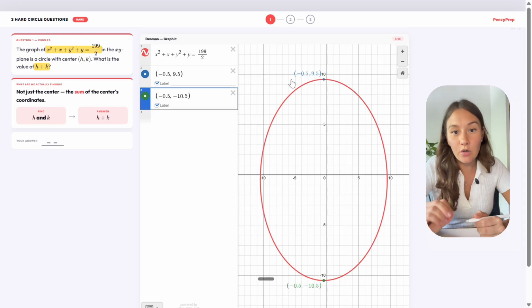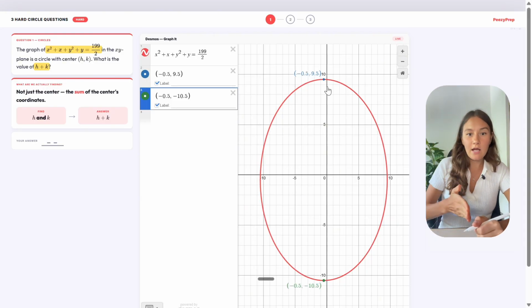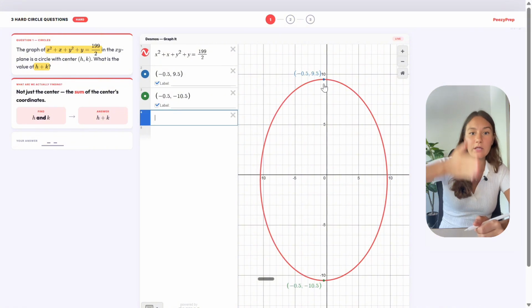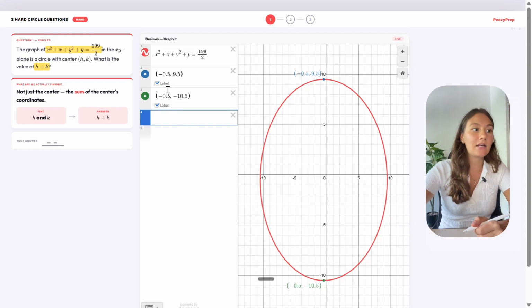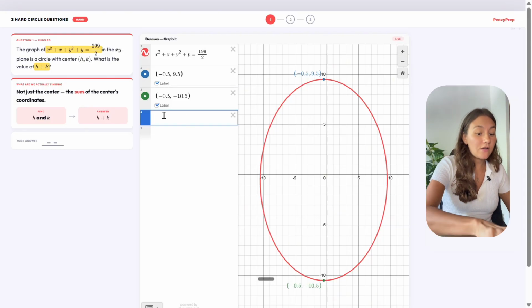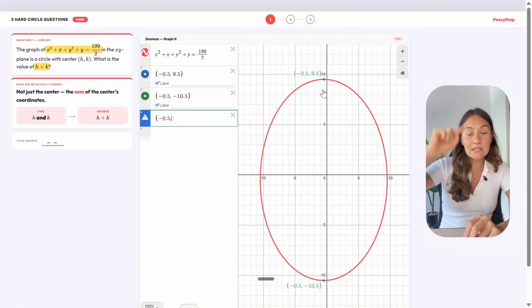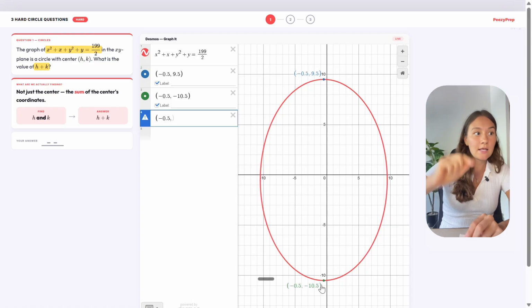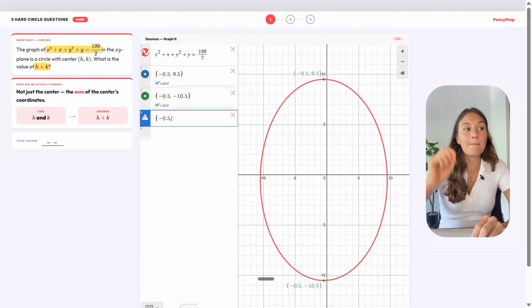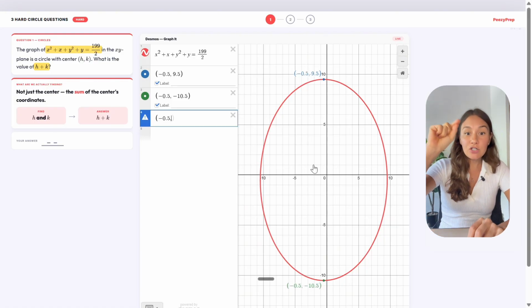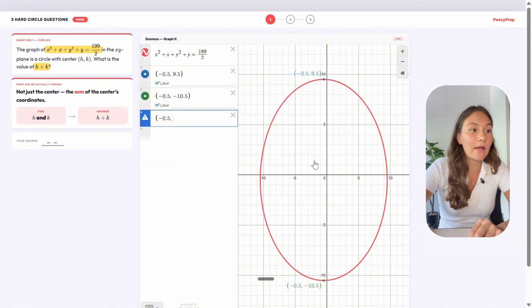So what do I actually know immediately? Well, if I draw a straight line through this diameter, I know my center is going to be on this line. Well, that means the x coordinate will have to be negative 0.5, right? Because both of these points have the same x coordinate at negative 0.5. So now all I have to actually find is just my y coordinate for my center, right? And my y coordinate is going to be exactly equidistant between these two y coordinates. So 9.5 and negative 10.5, the center of those 2 points is going to be my y coordinate.